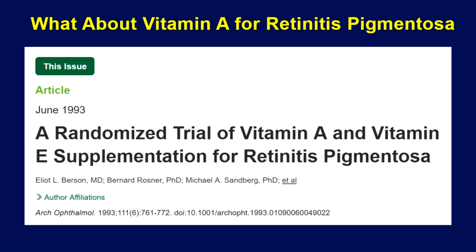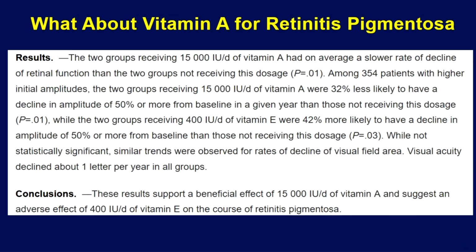Now, what about using vitamin A or this supplement for retinitis pigmentosa? This got a lot of publicity in June of 1993 when Eliot Berson at the Massachusetts Eye and Ear Infirmary reported the results of a trial of vitamin A and vitamin E supplementation for retinitis pigmentosa. The results showed only vitamin A might have an effect on the cone electroretinogram, but no other outcome.